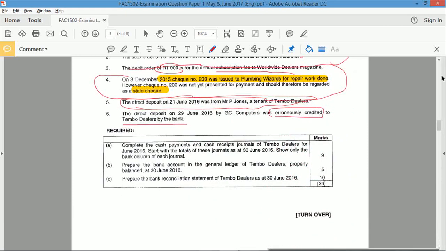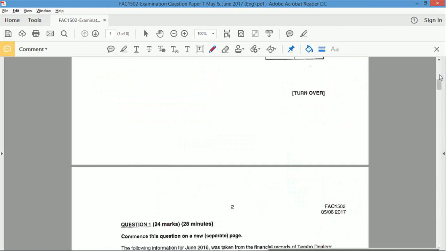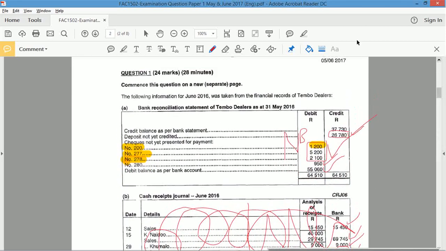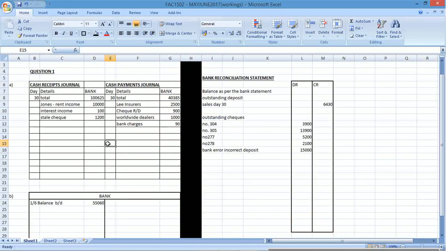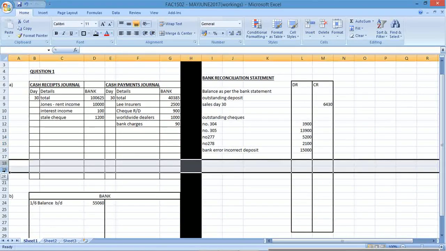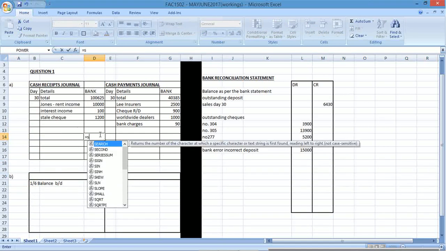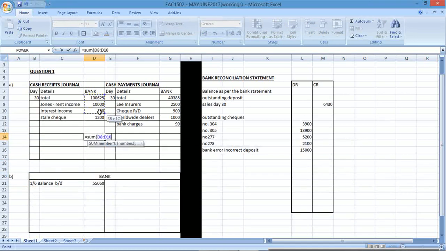Okay, so 24 marks. Let's see if we did get 24 marks or not. See, this is the moment of truth. Does this balance? If so, great. If it doesn't, then we go back and check, if we still have time. Okay, so just delete this. Okay, total up. Sum up the left and the right. I get that.